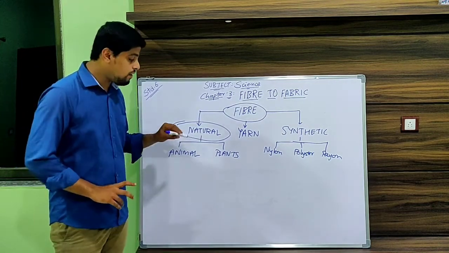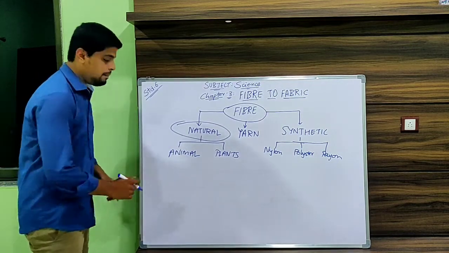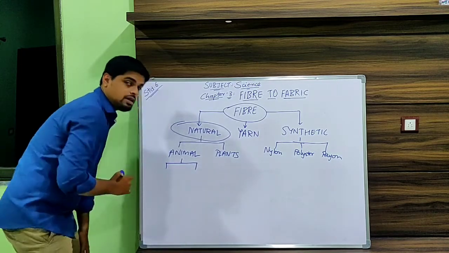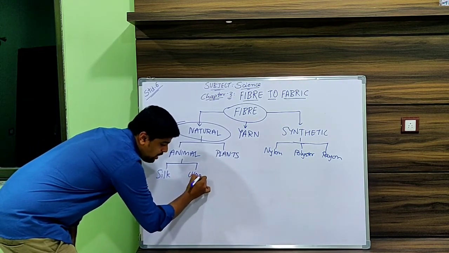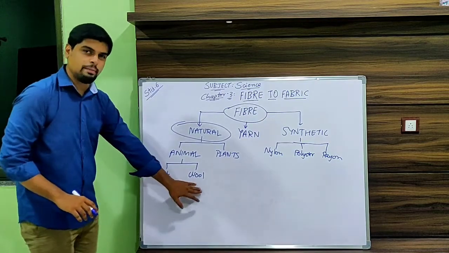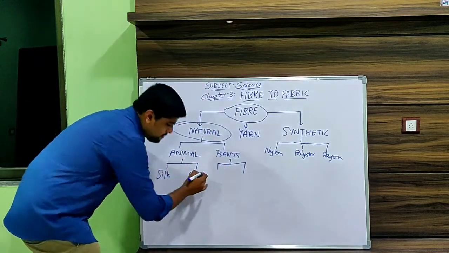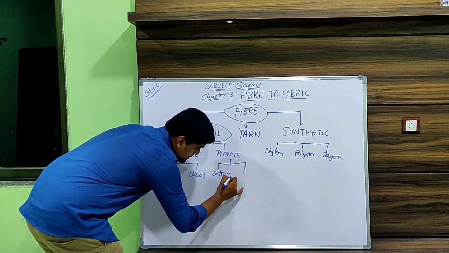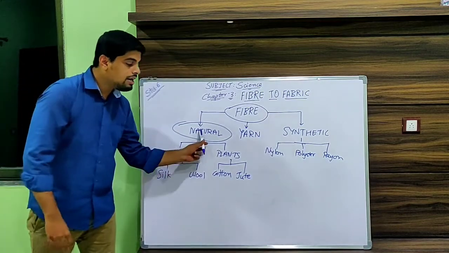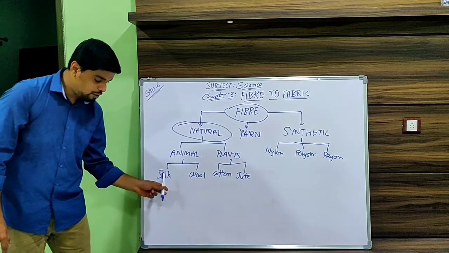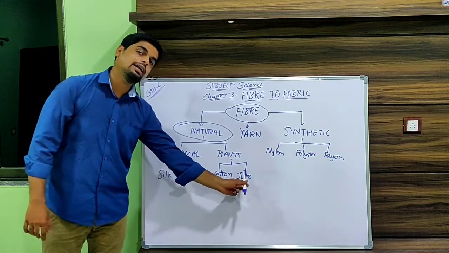Now we will see the examples of natural fibres. So the fibres which are obtained from animals are, can anyone tell? It is silk and wool. Now just remember the names, we will see them in detail. And the fibres which are obtained from plants are cotton and jute. These are the examples of natural fibre. The fibres which are obtained from animals are silk and wool. And the fibres which are obtained from plants are cotton and jute.